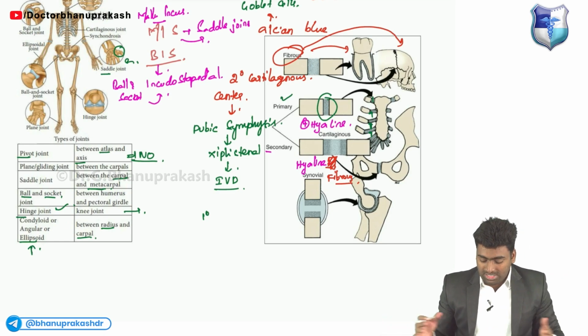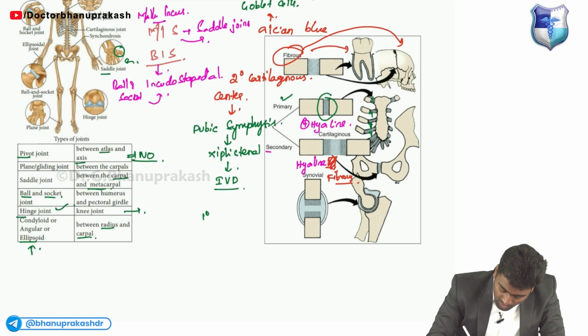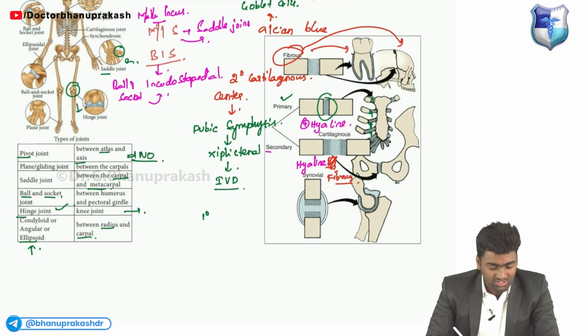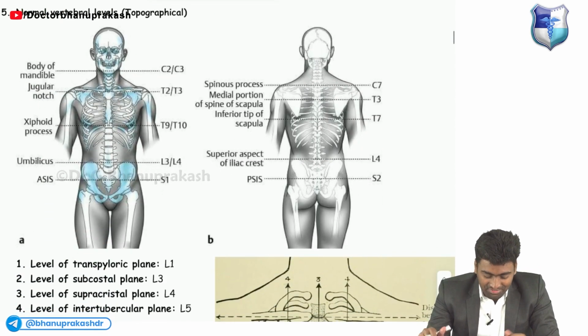Next, they will mark a joint and ask you which of the following joints this is. As I told you, if it is at the level of the knee, it is the hinge joint. So you know it, guys. Fine. With this understanding, we'll move on to the next part.